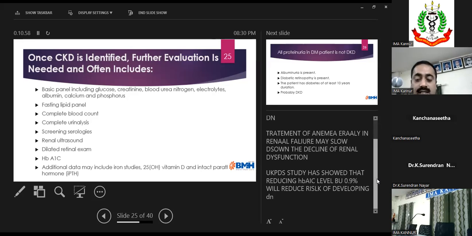And HbA1c is a marker of how well the patient has controlled diabetes in the last 3 months. The UK study has shown that reducing HbA1c levels by even just 0.9% will considerably reduce the risk of developing diabetic nephropathy.